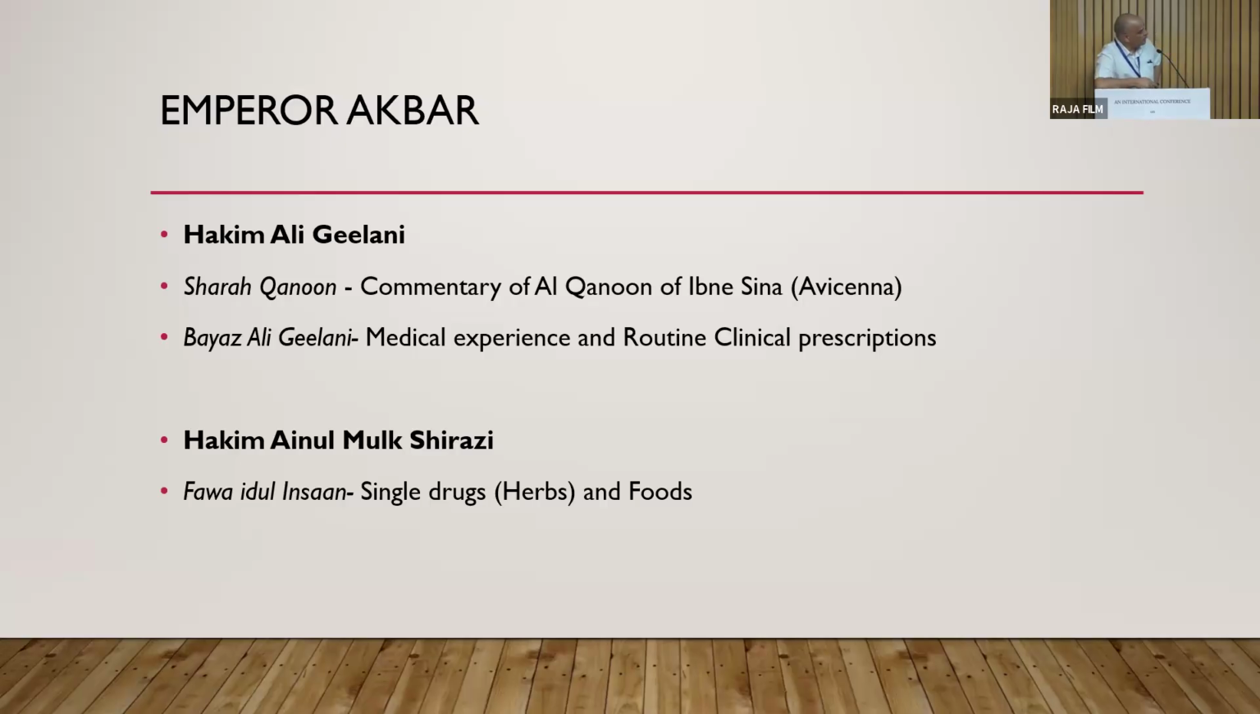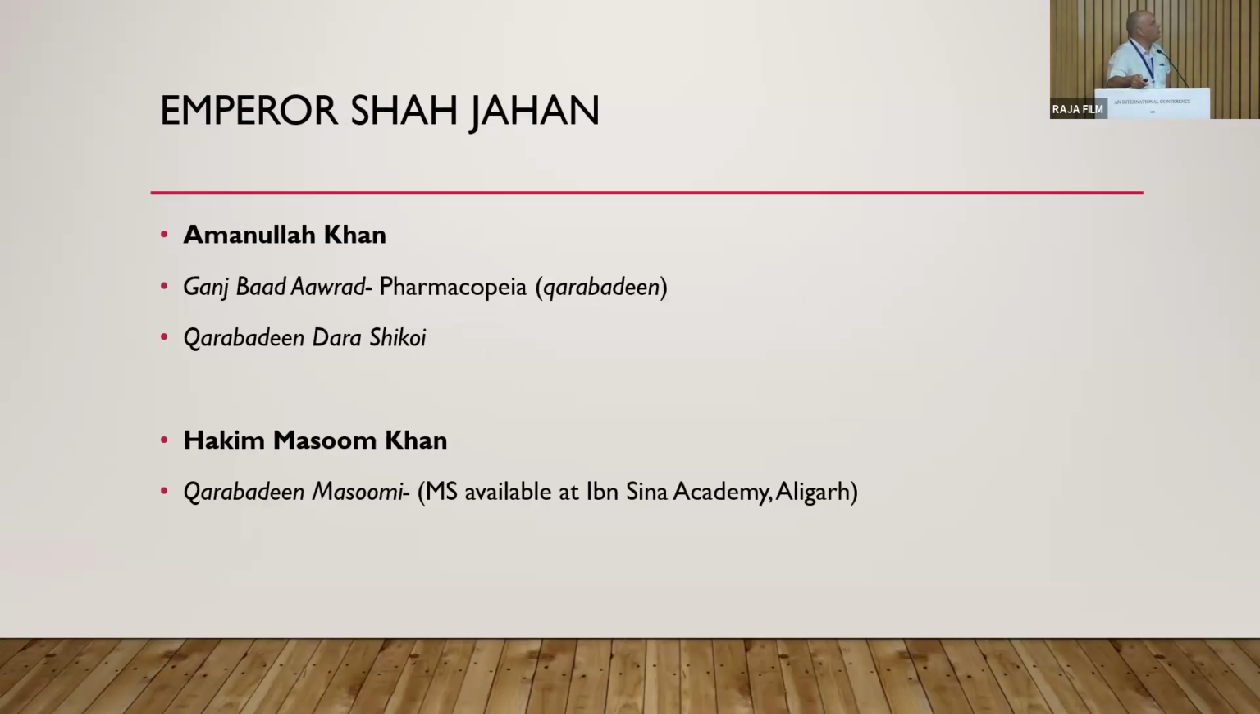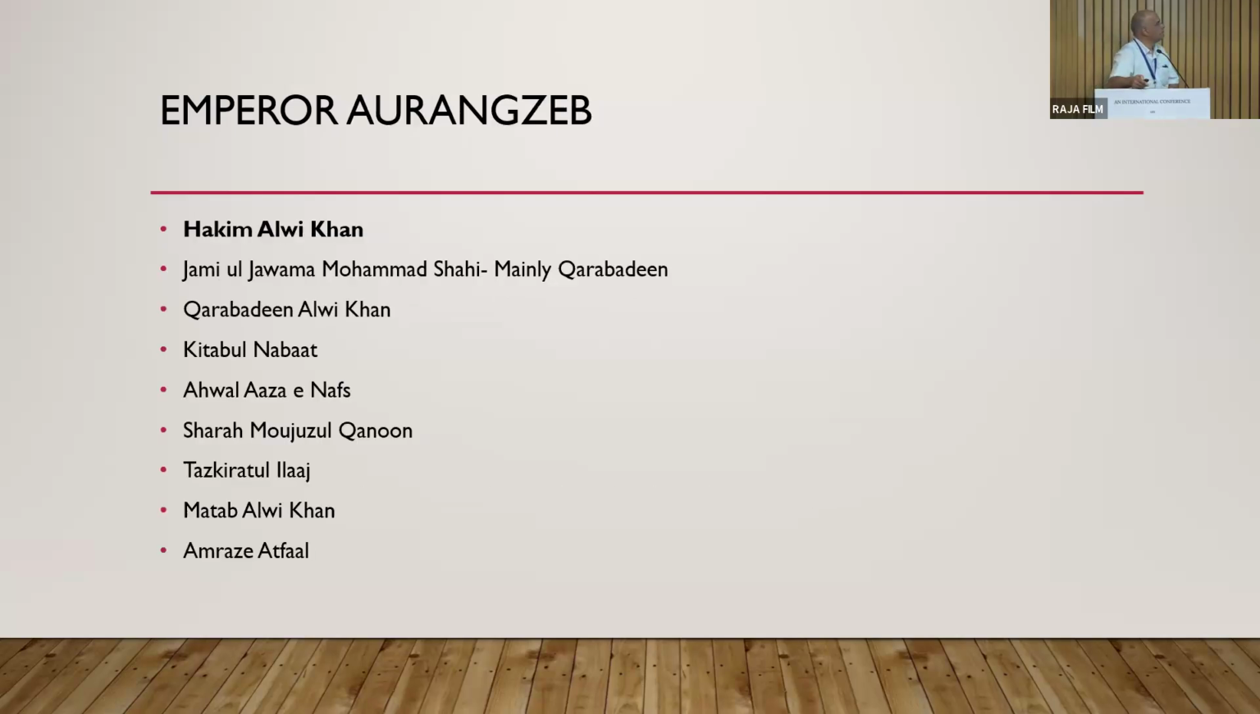Then another important Hakim, Aynul Mulk Shirazi, wrote the Fawaidul Insan about single drugs and foods, on the request of Akbar. Then during Emperor Shah Jahan, Amanullah Khan, a very important Hakim, wrote Ganj Badawurd, again a pharmacopoeia, and Qarabadin Darashikohi, again a pharmacopoeia. Hakim Masum Khan wrote Qarabadin Masumi. Under Emperor Aurangzeb, Hakim Ali Khan, a very important figure during this period, wrote these 8 books.